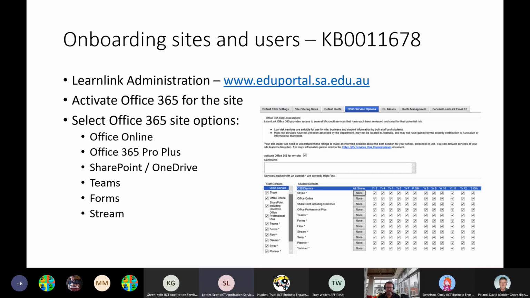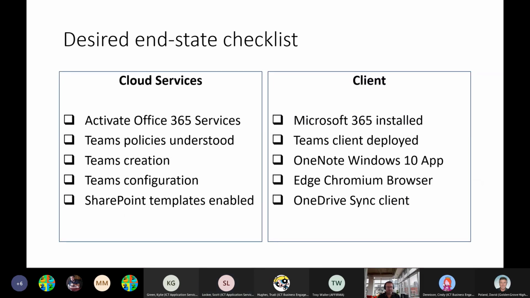Awesome, thanks, Scott. The final piece on this desired end state is a little checklist that we put together, broken down by the cloud services and then the client side. If you're going to produce this environment for your school to operate in, over on the left, make sure those services are switched on, make sure you've gone through that activation process we just shared, and understand those Teams policies because you'll probably get questions on those.